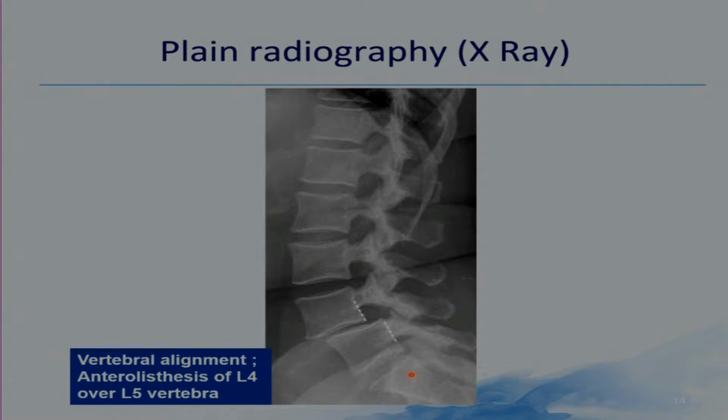Vertebral alignment can be easily assessed on a plain radiograph. For example, this X-ray shows anterolisthesis of L4 over L5 vertebra.